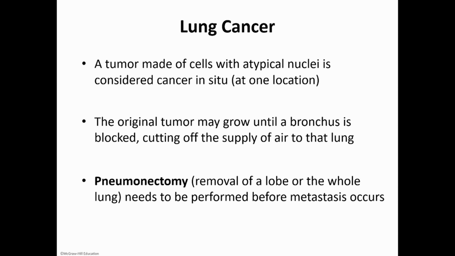And if we get to that point where metastasis has happened, it can be much, much harder to treat. However, if we catch lung cancer before that spreading occurs, we can undergo what's called a pneumonectomy, which is where they take away a lobe or even an entire lung. So remember that the right lung has 3 lobes, the left lung has 2. They could remove some of those lobes if absolutely necessary.